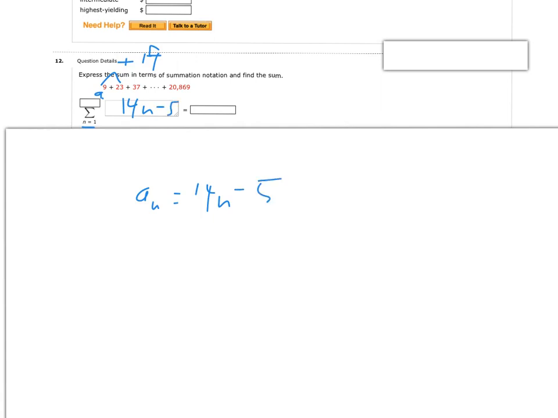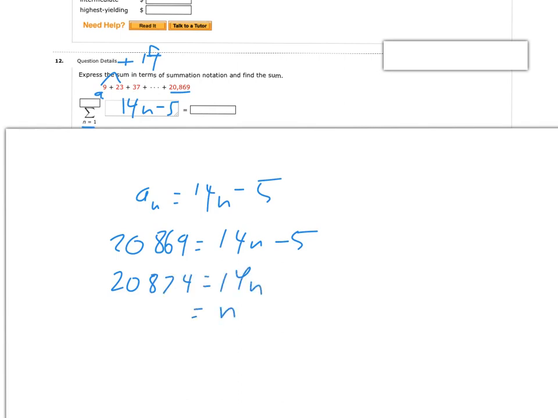So there's my formula. The next thing I need to figure out is which term is this one over here, the 20869. So I'm going to plug that into my formula out front and see what I need to be plugging in to get that. So I'm going to add 5, so 20874 equals 14n. And we'll divide by 14. 20874 divided by 14 gives me 1491.